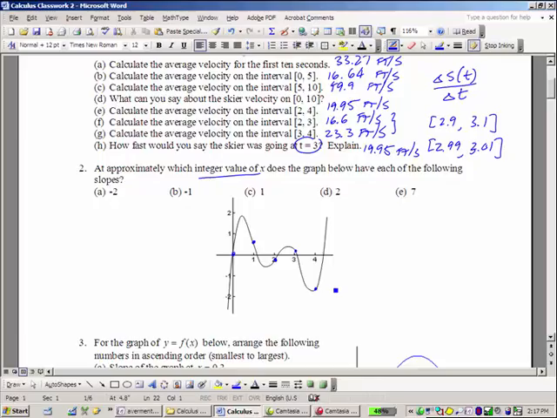Positive slope means the function is increasing. Negative slope means it's decreasing. All right? So let's see what we can do. What do you want to pick? You can either pick a letter or you can pick an integer value of x.